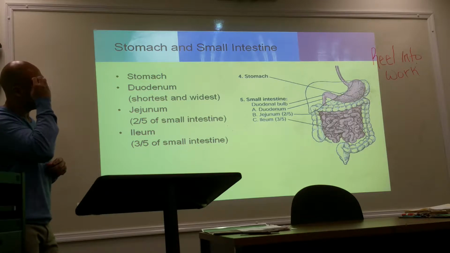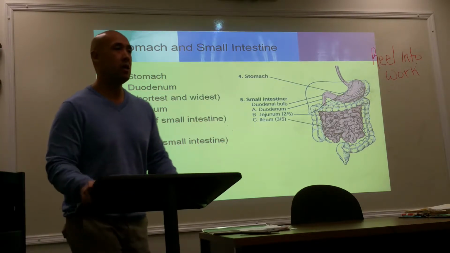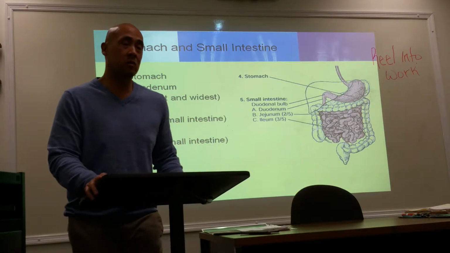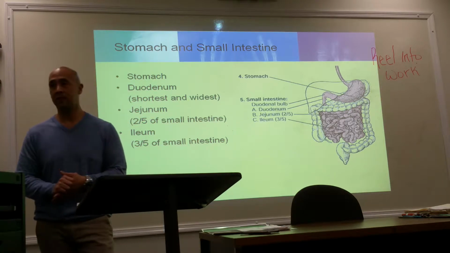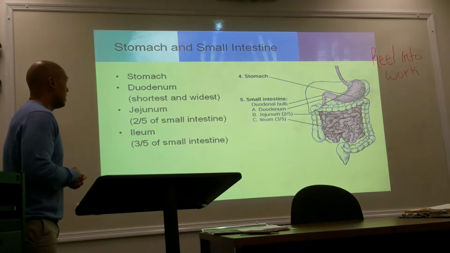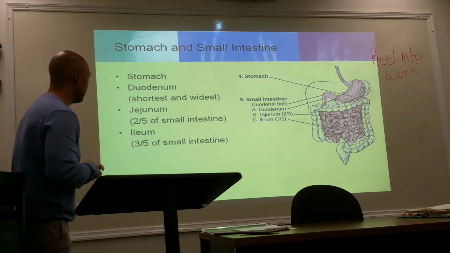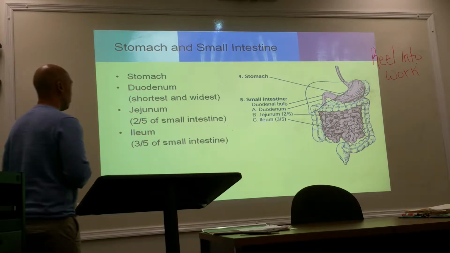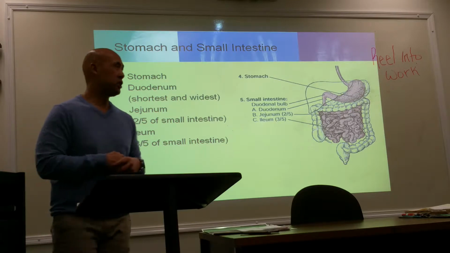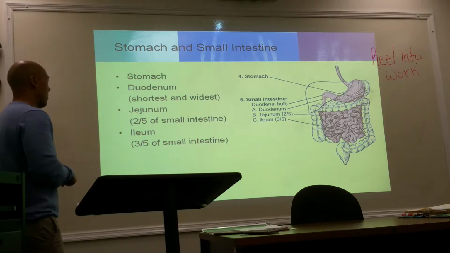We will be spending a lot more time on the digestive tract next semester when I'll introduce you to the different types of fluoroscopic studies. So again, this is just going to be a scratch on the surface. This should be review for you. The duodenum forms a C shape. It's going to be the shortest and the widest. The next segment is 2/5 of the small intestine. That is the jejunum. And then the ileum is the remaining 3/5 of the small intestine.